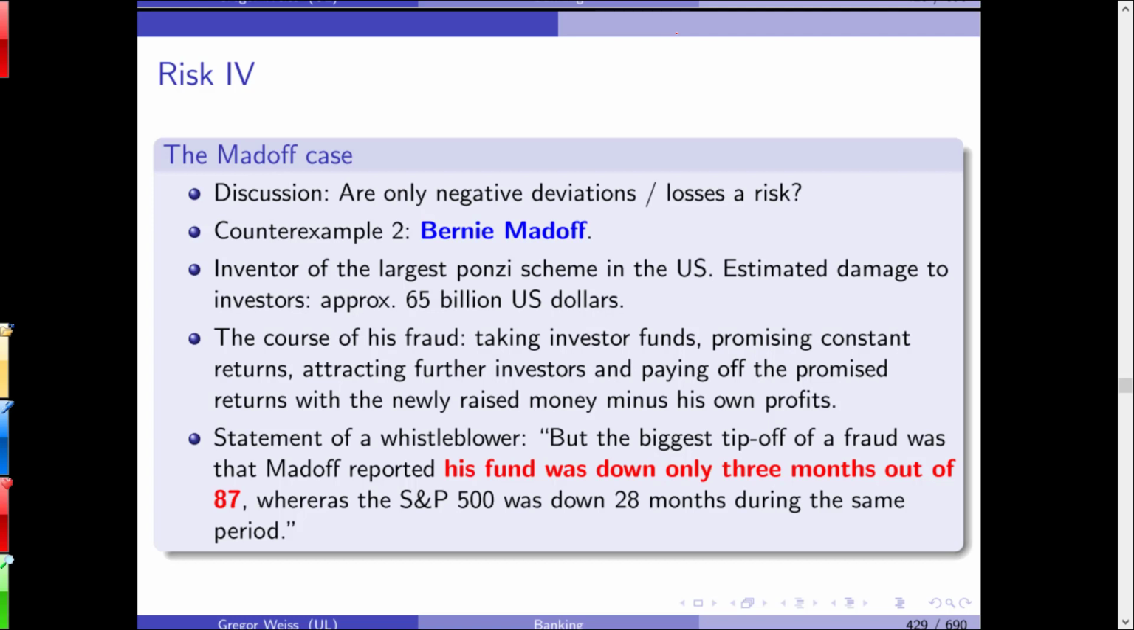So Bernie Madoff went to prison. Statement of a whistleblower. But the biggest tip of a fraud was that Madoff reported his fund was down only 3 months out of 87, whereas the S&P 500 as the leading market index was down 28 months out of 87.